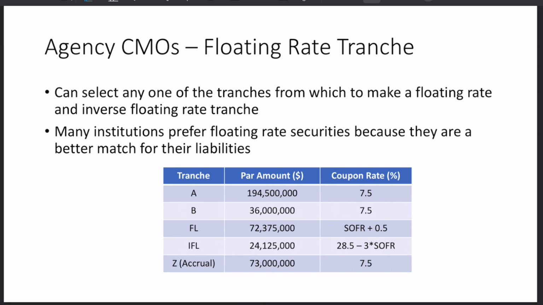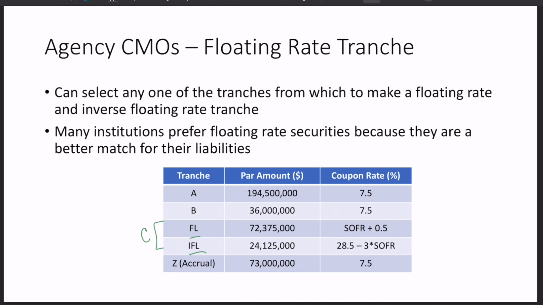The last few slides here are other types of tranches. These ones don't have as much math included for them in the slides. It's more of just a quick overview. So another variation is you could have a floating rate tranche. What that ends up looking like is you need to split one tranche. So instead of having a C, we split C into a floater and an inverse floater. And oftentimes, institutions prefer investing in floating rate securities because they're a better match for their liabilities. So there can be demand for floating rate securities.